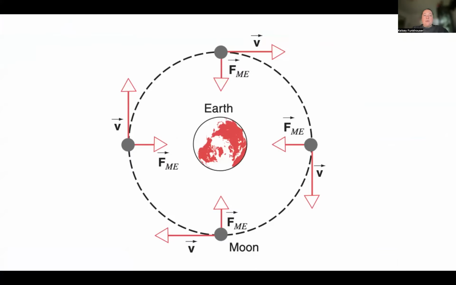So as the moon orbits, the Earth exerts a force on it. The force is always directed toward the center of the Earth, no matter where in its orbit the moon is. We see this in the figure. In any position the moon is in, the force points to the center of the Earth.